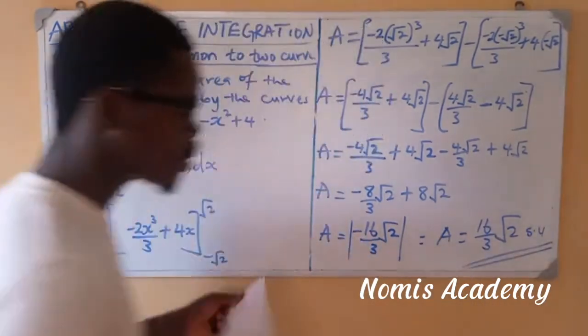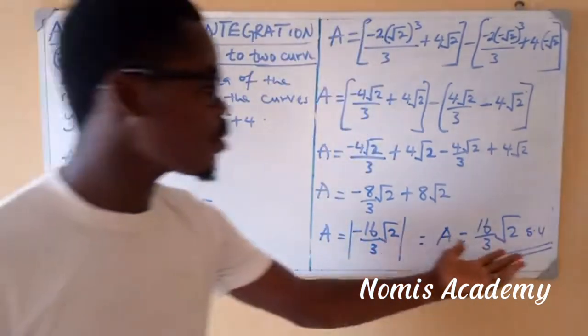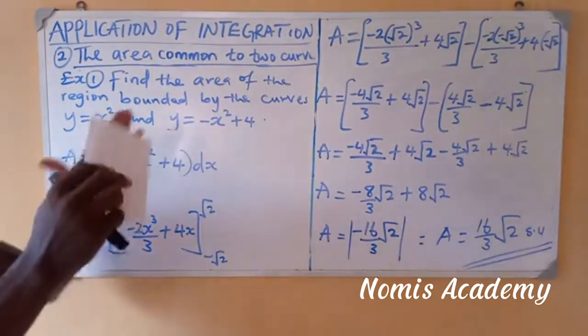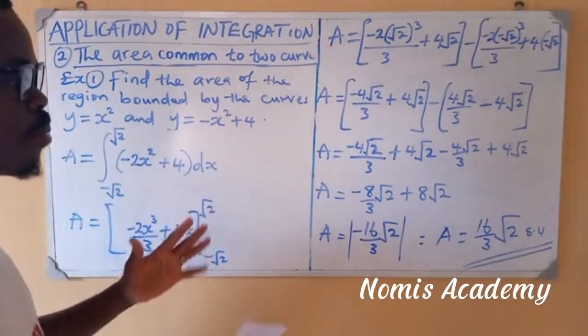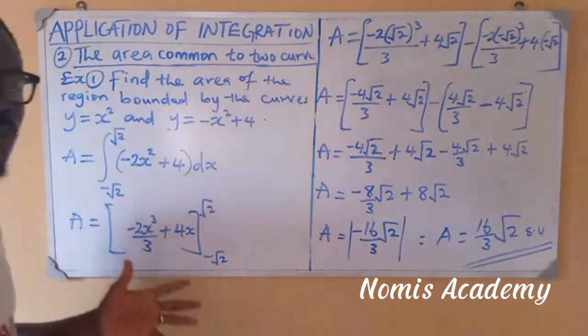So this is the final solution. So this is the area bounded by the two curves.